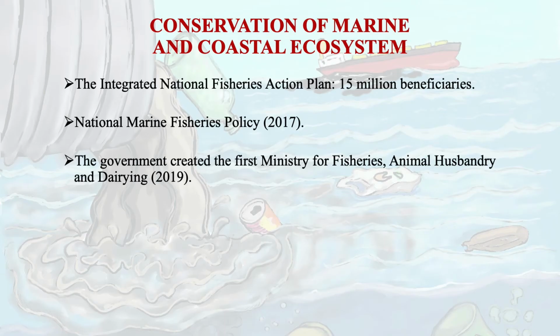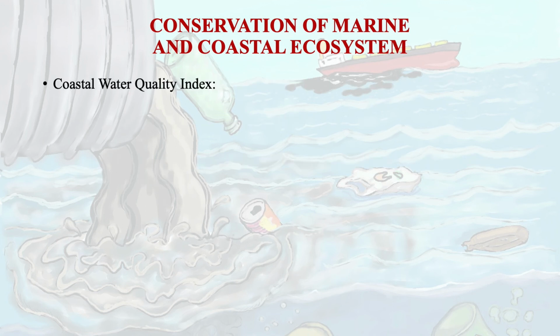Further, if you look into the status in 2019, the government created the first Ministry of Fisheries, Animal Husbandry and Dairying, which is directly looking into this particular sector. So this is one of the important approaches. Another approach is continuously monitoring coastal water quality. The coastal water quality index is a useful measure to assess the quality of the coastal water and design a suitable pollution prevention program.